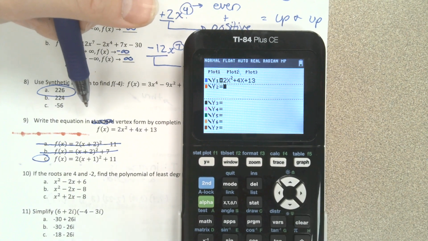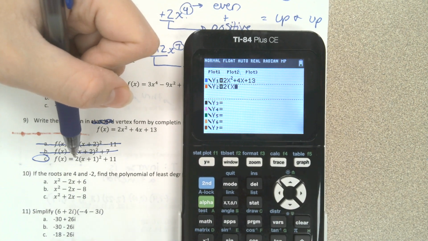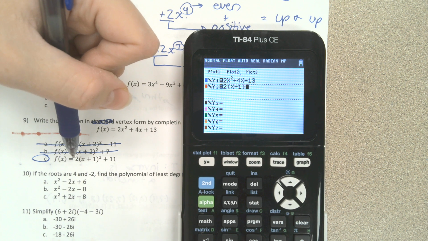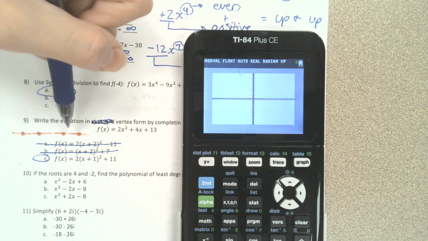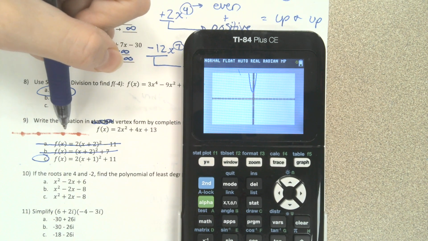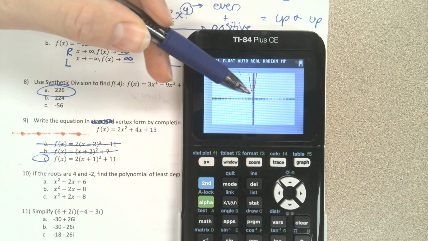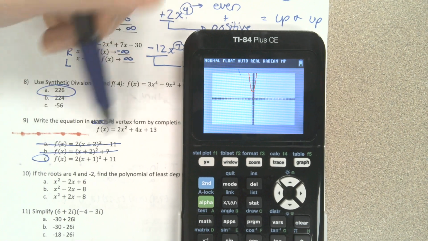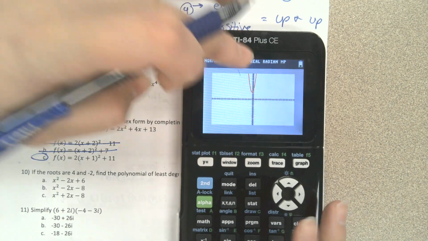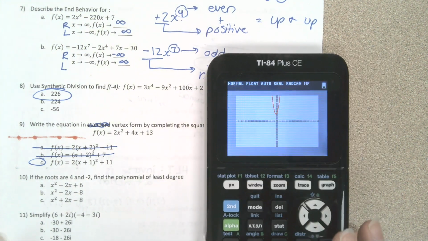So I gotta redo this. 2 parentheses x plus 1 squared plus 11. Now these should overlap because I've pretty much narrowed it down. This has to be correct. It's going to trace right over it in red. There we go. You see that? That means that that is the correct equation because they're the exact same graph, just a different form of the equation. So that's how you know when you are right. So C is correct.